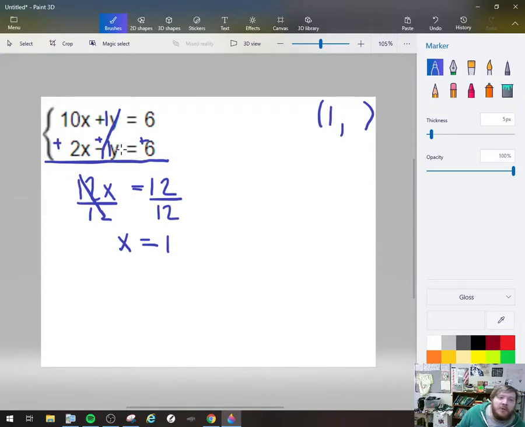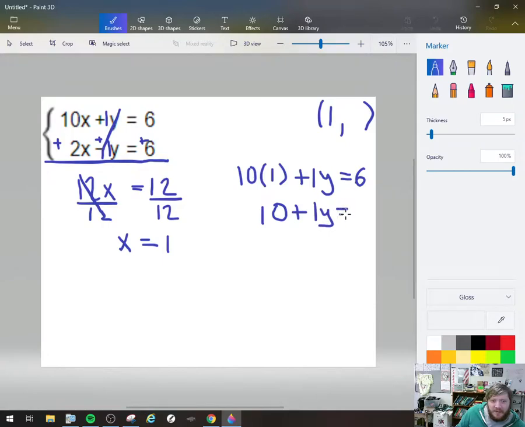You get to pick which one you do. It doesn't matter. I'm going to do the first one because I can. You can do the second one because you can. It doesn't matter. That's the whole point, that this x and this y have to work in both equations. So 10 times 1 plus 1y is equal to 6. You know, a lot of people will write the 1y there. So 10 times 1 is just 10. So it's 10 plus 1y is equal to 6. I'm going to subtract 10 from both sides. 6 minus 10 is equal to -4.